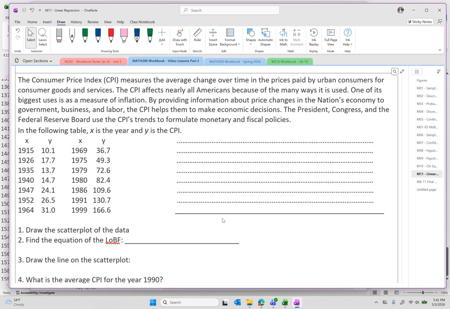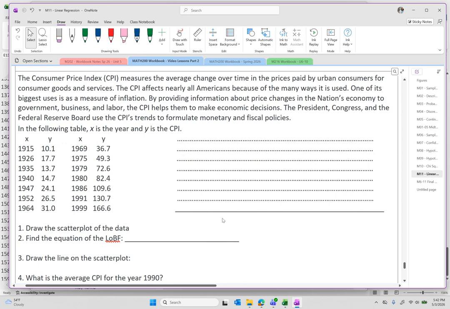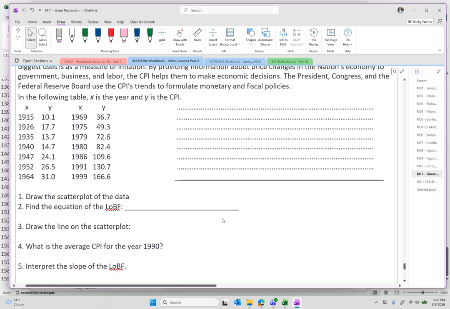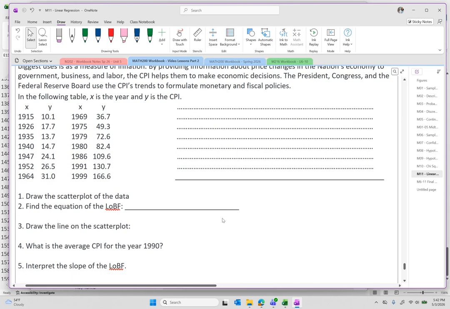The CPI affects nearly all Americans because of the many ways it is used. One of its biggest uses is as a measure of inflation. By providing information about price changes in the nation's economy to government, business, and labor, the CPI helps them to make economic decisions. The President, Congress, and the Federal Reserve Board use the CPI's trends to formulate monetary and fiscal policies. In the following table, X is the year and Y is the CPI.